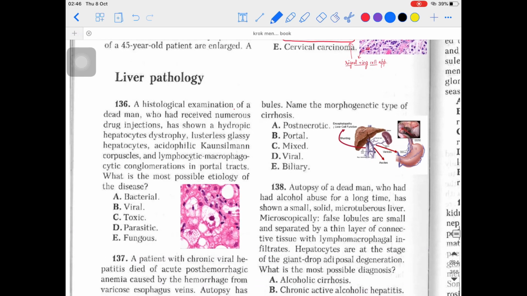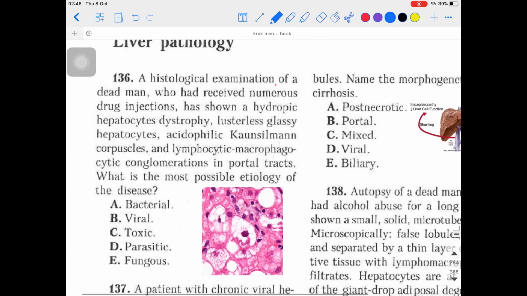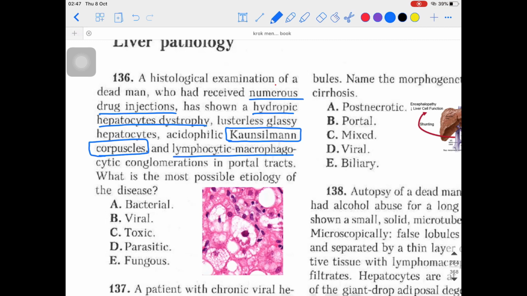So starting with question number 136: histological examination of a dead man who had received numerous drug injections had shown hydropic hepatocyte dystrophy. Lustreless glassy hepatocytes are seen. Acidophilic Councilman bodies, Councilman corpuscles, and lymphocytic macrophagic conglomerations in the portal tracts are there. And what is the most possible etiology of the disease?